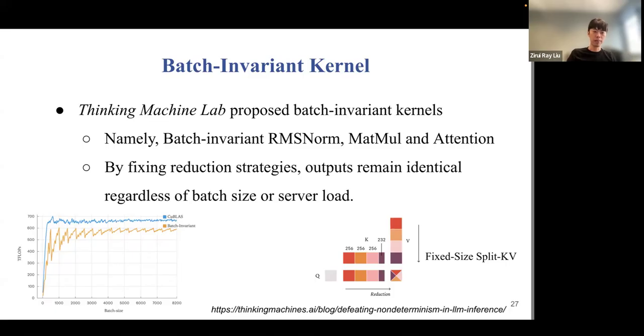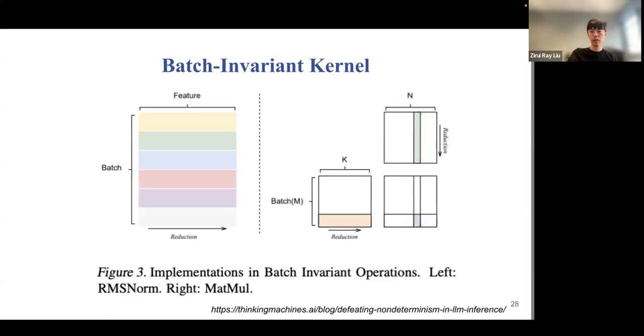But again, like I mentioned, there's no free lunch. If you use this approach, the batch invariant matmul's peak FLOPS is only like 80% of the peak FLOPS of your matmul. This is one illustration. You make sure your batch is fully decomposed, and you make sure your reduction is irrelevant to the batch size.